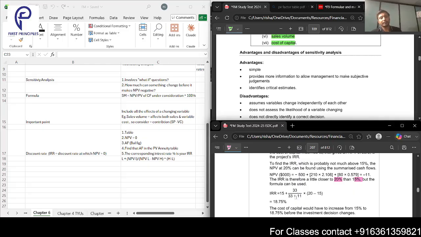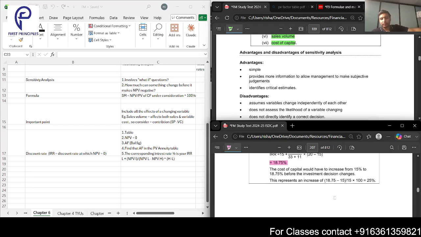So one NPV you got 33, one NPV you got negative 11. Positive 33 and negative 11. You see here, second NPV at 20%, you got negative 11. So you put it in the formula and you got 18.75%. This is your IRR, 18.75%.